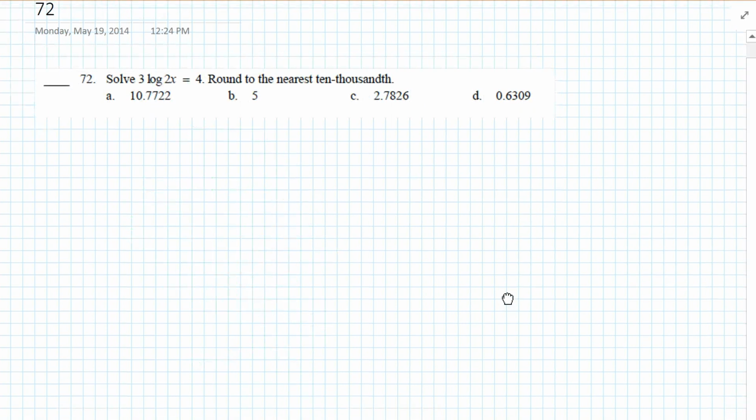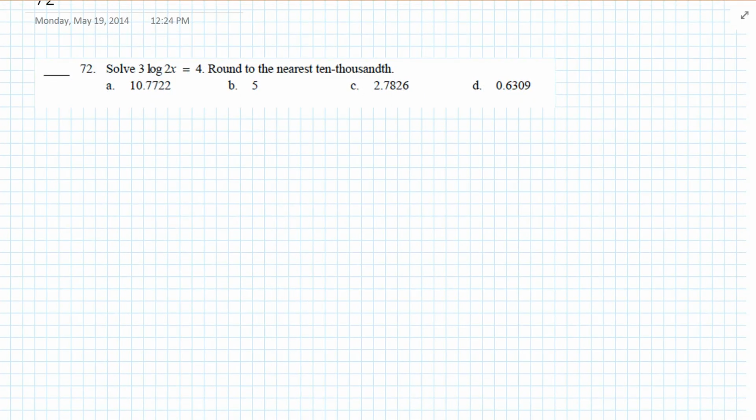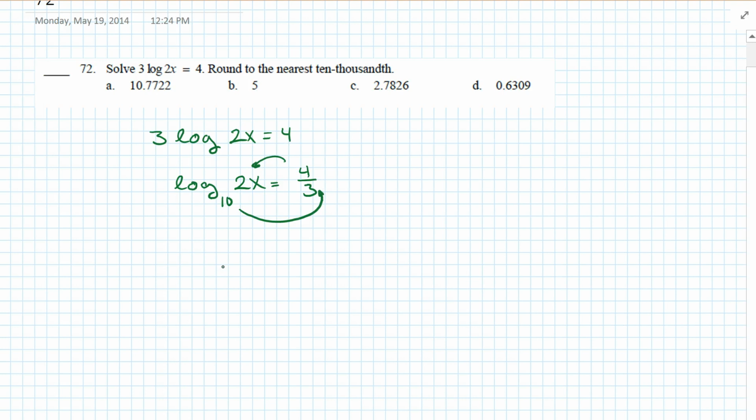72. Solve 3 log of 2x equals 4. So I've got 3 log of 2x equals 4. So what we're going to do is divide everything by 3. So I got log of 2x equals 4/3. Remember, what's the base if it's not given? Well, the base is 10. So what we're saying is 10 to this power equals that. So we're saying 10 to the 4/3 power equals 2x. Or we're saying x equals 10 to the 4/3 power over 2.